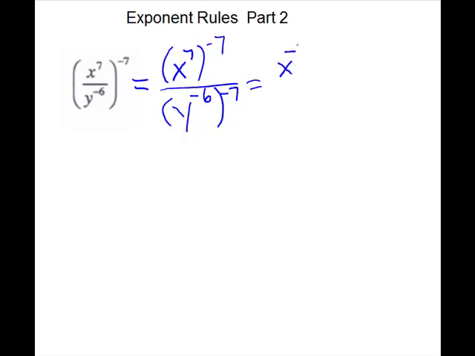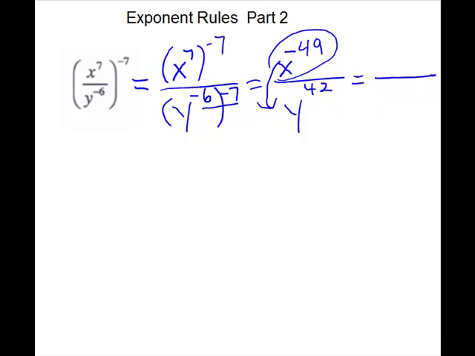Gives me x to the negative 49. And I'm going to get y to the positive 42. The x will now need to shift down. The y is going to stay because it already has a positive exponent. So I have x to the positive 49, y to the 42. Those are on the denominator. When everything goes out of the numerator, remember to write the 1.